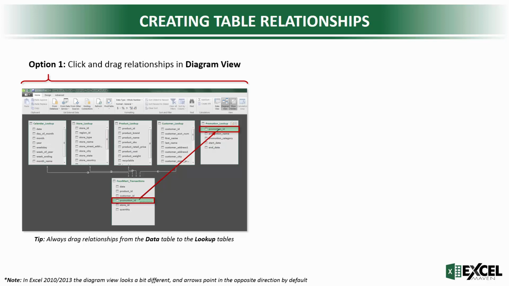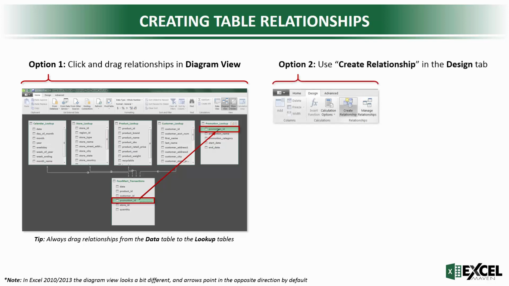And then a caveat at the bottom of the slide, if you're using Excel 2010 with a plugin or 2013, you may see some slight variations in your diagram view. For instance, I think that the arrows in the relationships may be flipped in the opposite direction in 2013, but don't worry, just keep in mind there are going to be those types of differences in what you're seeing compared to what I'm showing on my screen. So that's option one, super easy.